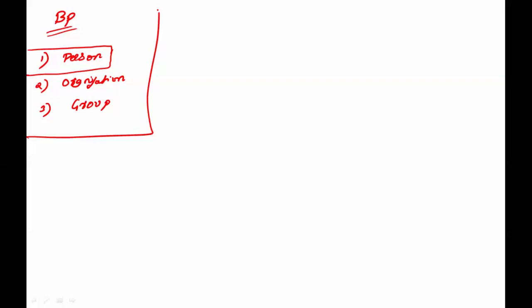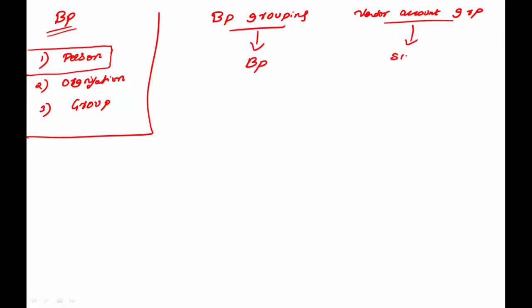In the same way, if you want to differentiate the suppliers or business partners, we are going to do it using BP grouping. BP grouping is a terminology used to differentiate or categorize the business partner. This is for BP. To differentiate the suppliers, we have one more terminology, which is called vendor account group. This is for vendors or suppliers.